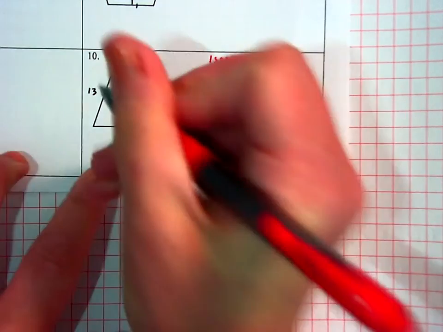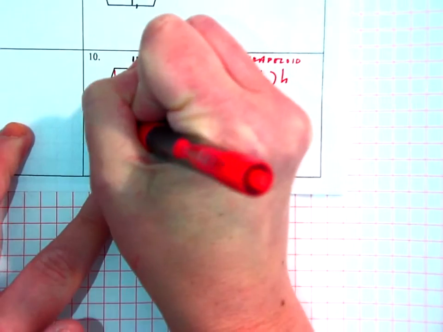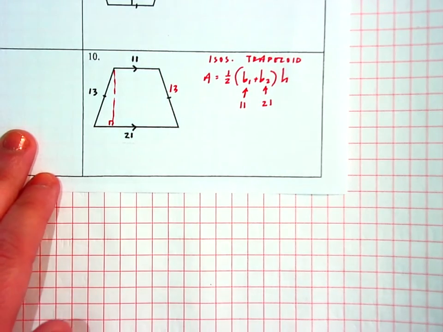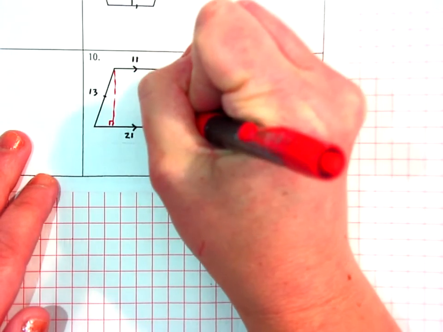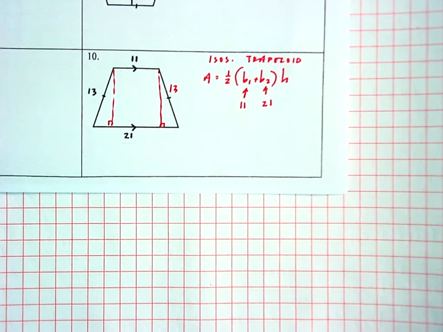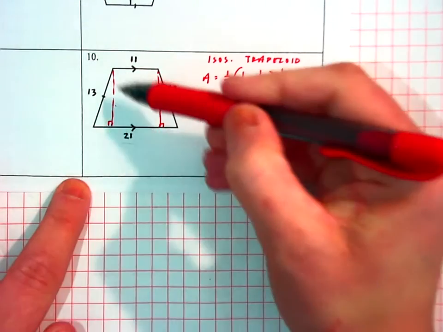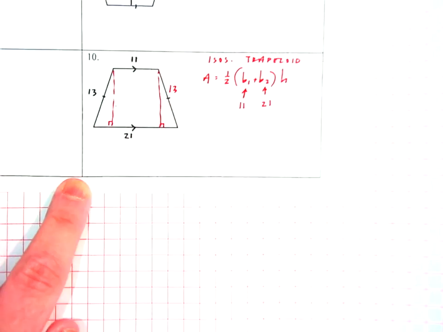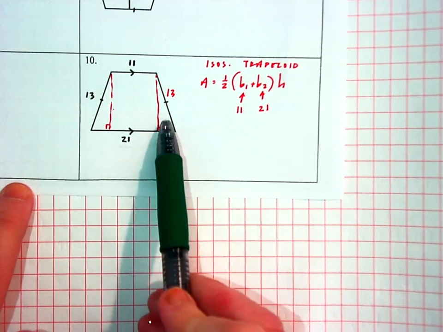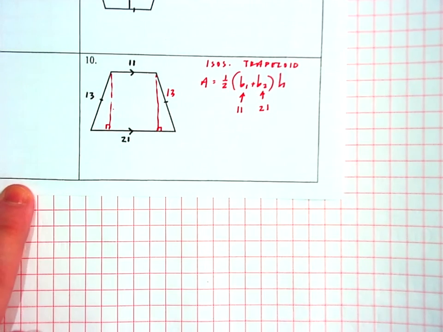So if I draw in a height right here, there's that perpendicular segment that connects the top base to the bottom, that's my height. If I connect over here as well, this would also be my height. I've just drawn in my height in two places, but really I could slide this segment anywhere here, and that's my height. It's always that perpendicular segment that connects one base to the other. What happens when my trapezoid is isosceles is that these two sections that I've drawn here and here are actually congruent right triangles.